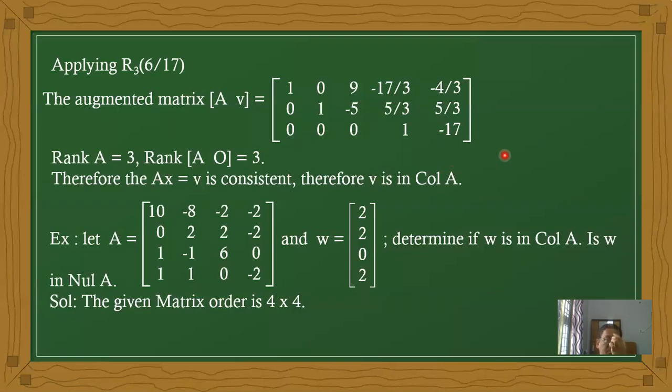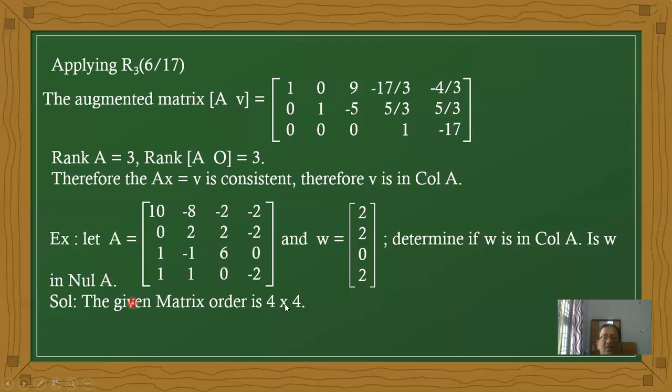Next, I am taking one more example. A equals 10, minus 10, 0, 1, 1. The second column values are minus 8, 2, minus 1, 1. And third column minus 2, 2, 6, 0. And the last one minus 2, minus 2, 0, minus 2. And W equals 2, 2, 0, 2. Now determine whether W is in column A and in null A.